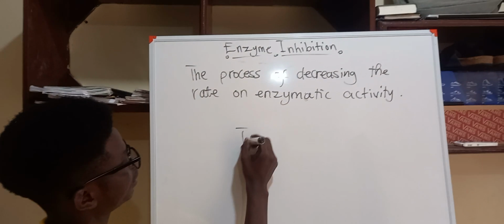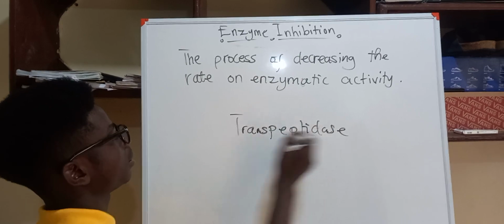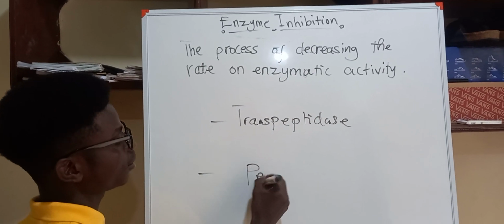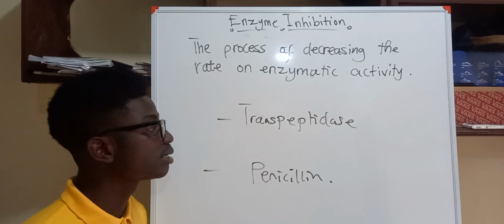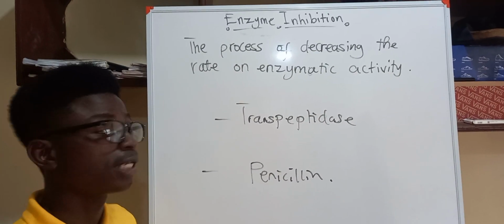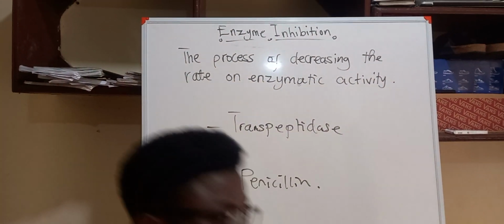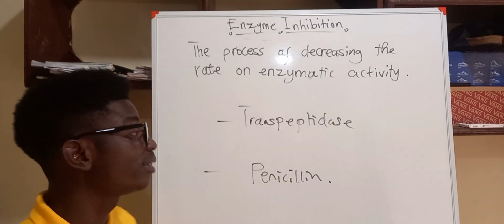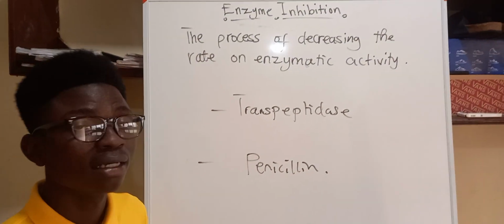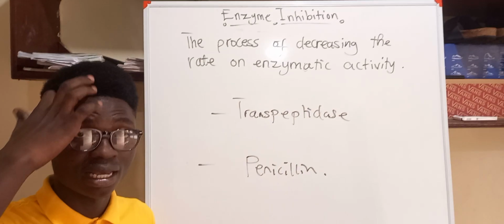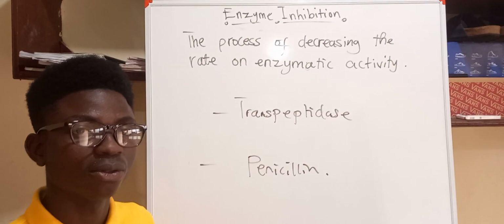Before we go to the two types of inhibition, let me give you an example. We have an enzyme called transpeptidase, and we have a drug called penicillin. This enzyme is found in bacteria, and it helps the bacteria to produce their cell wall.